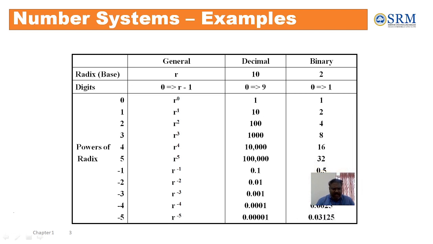So let me see here the power of radix. For exponent 0, in general we say R power 0, for decimal 10 power 0, that is 1, and for binary 2 power 0, that is 1. For exponent 1, decimal is 10 power 1, that is 10, and binary is 2 power 1, that is 2. Like that we can apply the power and process the number system in terms of base, digits and power of radix.